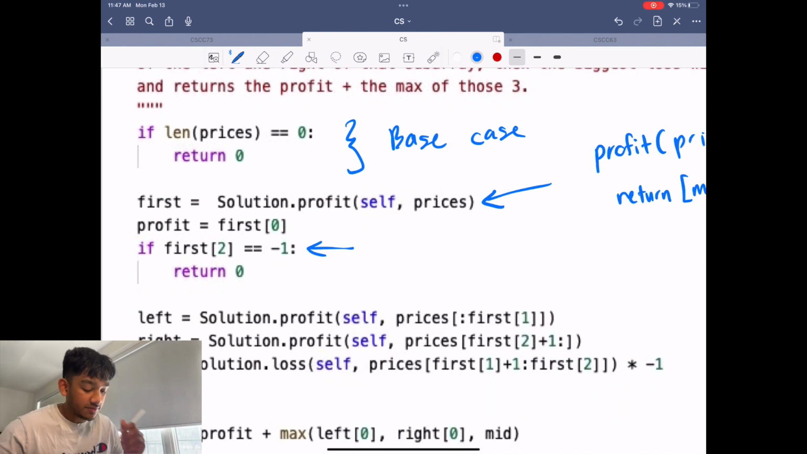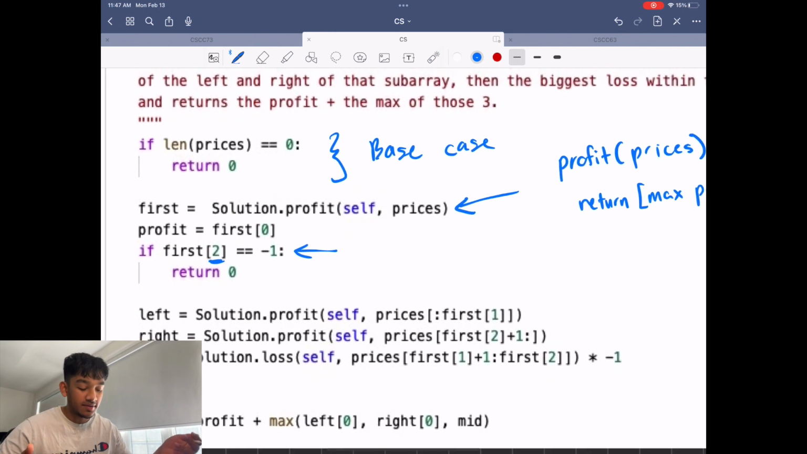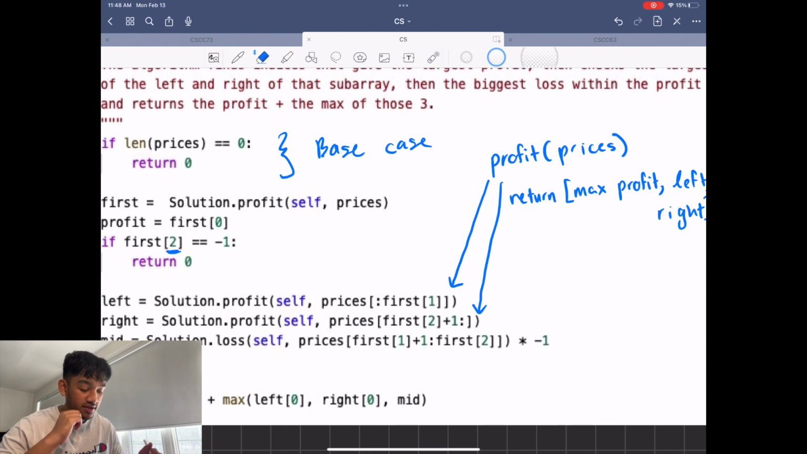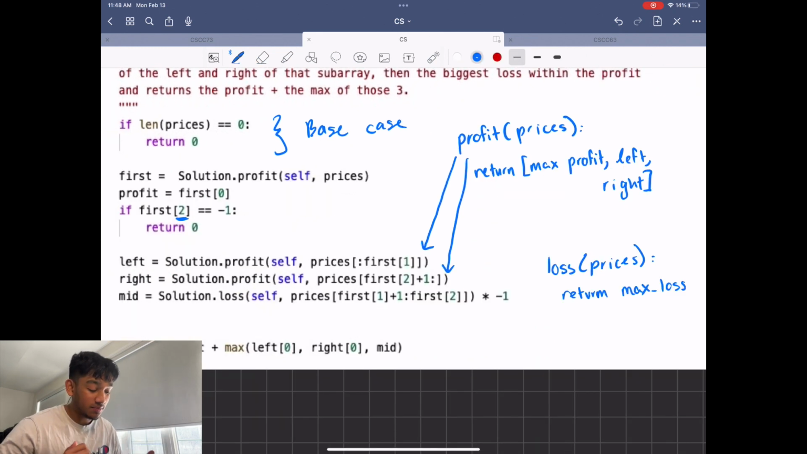This is where I look at that first case. So what I do is if there's no profit inside, that first value right here is going to be -1. So it would just return 0 here because there's no profit. And what I do next is I use profit to find the biggest profit in one transaction of the left and right subarray of that big interval. So I have another helper function called loss, and it's very similar to profit, but it just finds the biggest loss in one transaction. So I'm going to get the loss of that middle interval, and I'm going to multiply by -1 since it's negative to make it positive again.